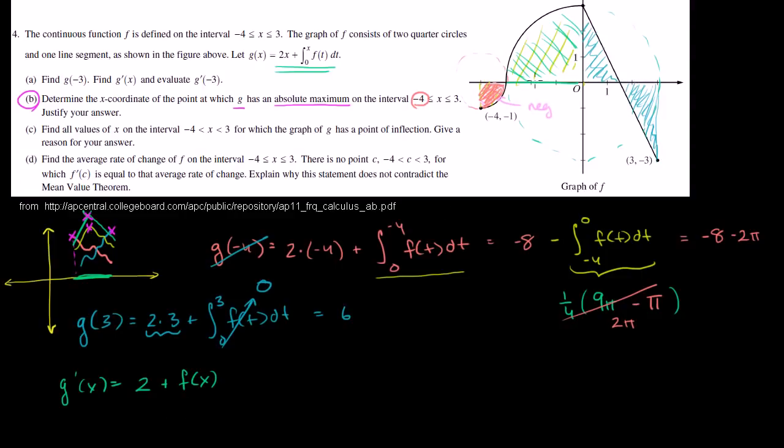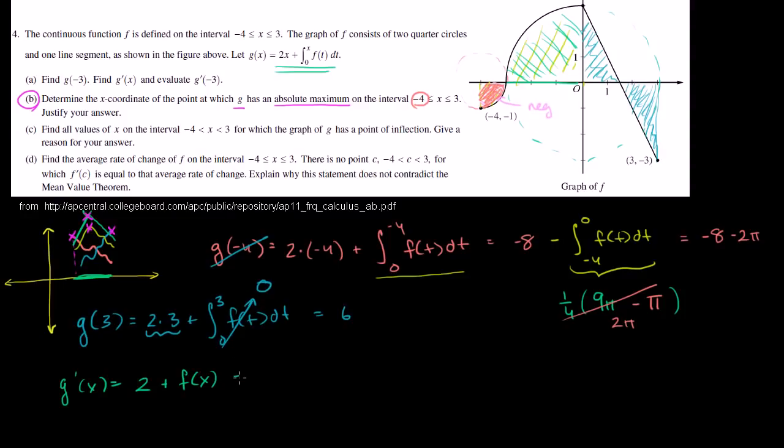Given any x value over this interval, we have a value for f of x. f of x isn't differentiable everywhere, but f of x is definitely defined everywhere over the interval. So you'll get a number here, and obviously 2 is just 2, and you add 2 to it, and you get the derivative of g at that point in the interval. So g is actually differentiable throughout the interval. So the only critical points would be where this derivative is equal to 0.